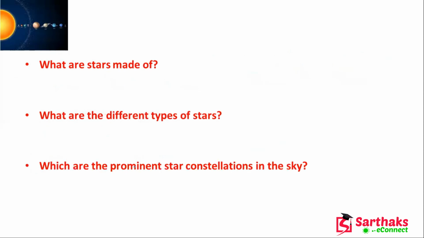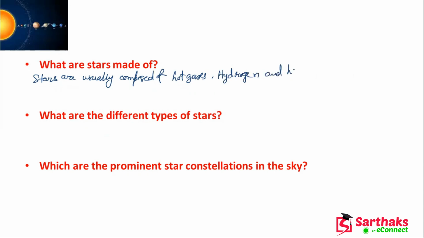Okay. What are stars made of? Stars are usually composed of hot gases. Hydrogen and helium are the main elements in it. What are the different types of stars?